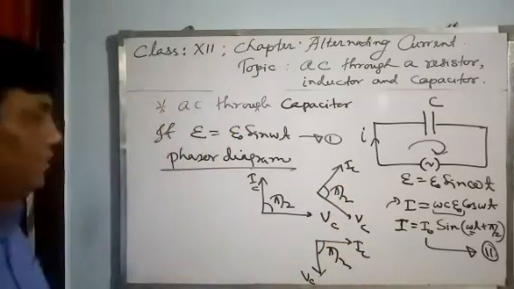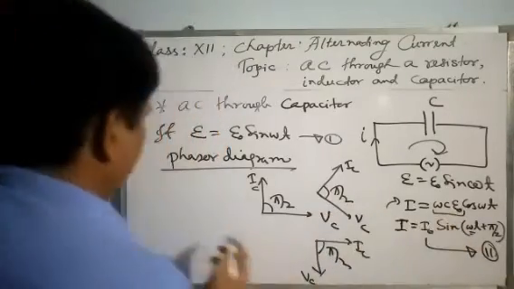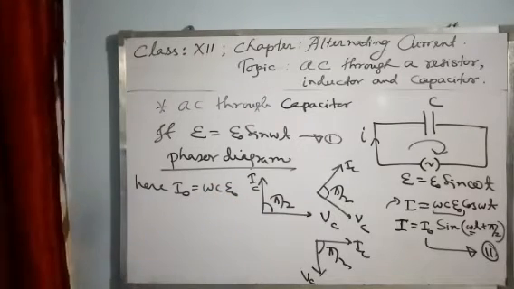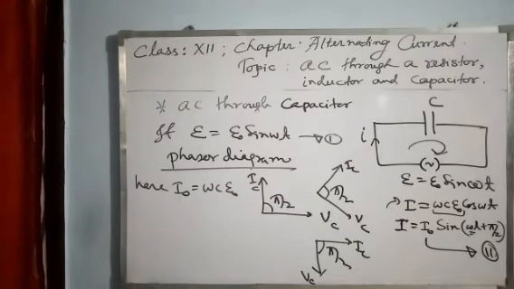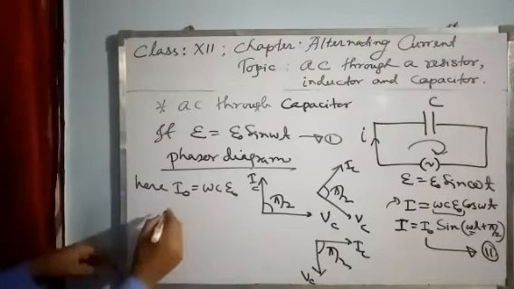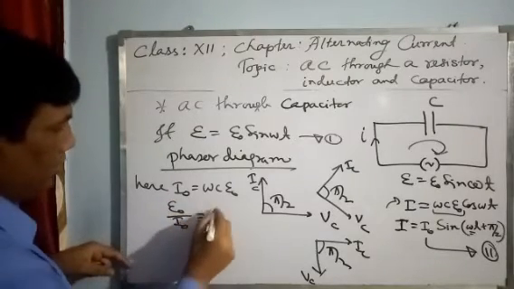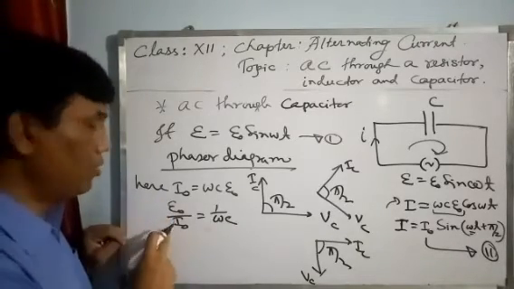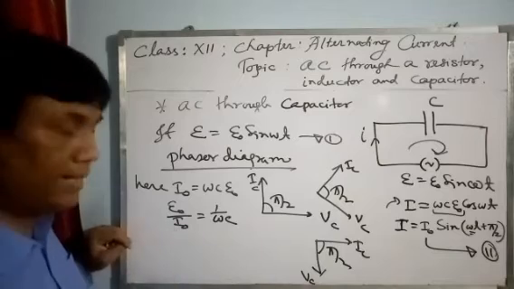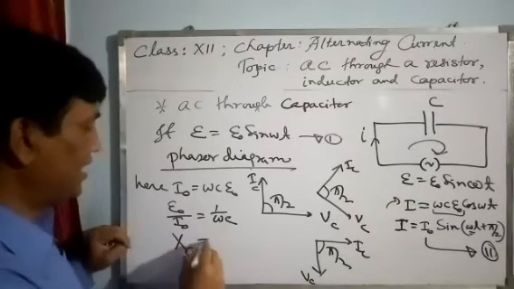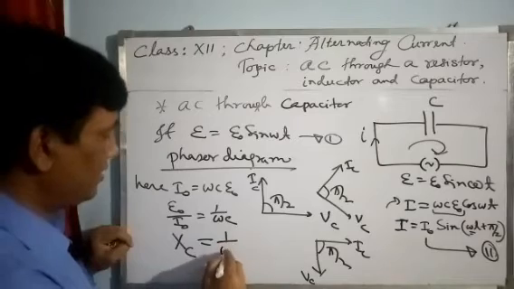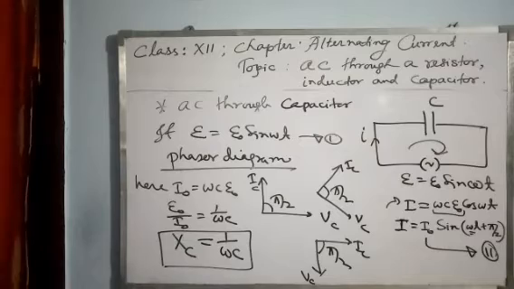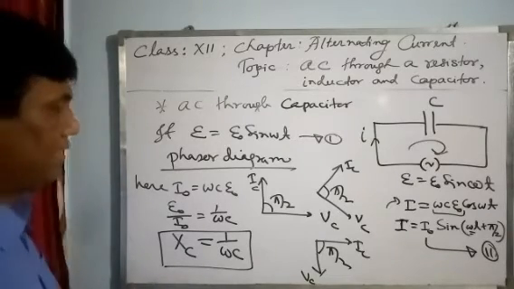Good. Again you see, in place of I naught, what have I taken? Here I naught equals omega C E naught. So what is E naught by I naught? It will be 1 by omega C. E naught is maximum voltage, I naught is maximum current. The ratio will definitely be resistance, na? Voltage by current. So I should put XC. What is XC here? It is to some extent resistance only, but I should name it reactance.